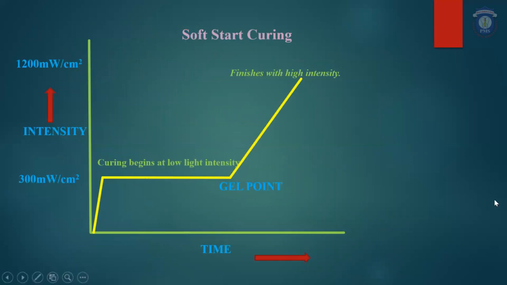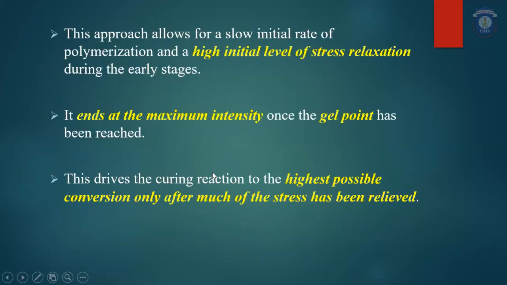I'll explain it again. See, in soft start curing, the curing will begin at low intensity, for example, 300 milliwatt. So the curing will progress, and it will reach the gel point. Now, gel point is the point beyond which further hardening will take place. So when it reaches that gel point, the intensity will gradually increase, and therefore the curing will finish with high intensity. So actually, you are giving time for the composite resin for stress relaxation.